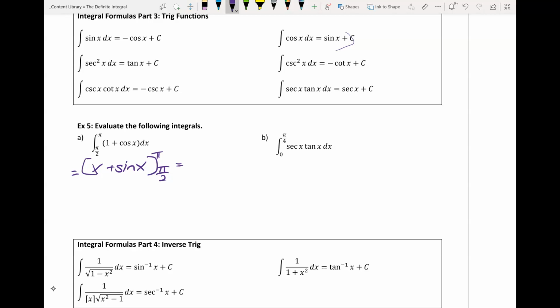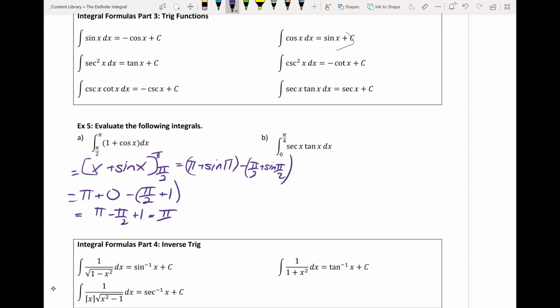So we're going to evaluate this with pi first. So that's pi plus sine pi minus pi over 2 plus sine pi over 2. So that's pi plus 0, because sine pi is 0. And then sine pi over 2 is 1. I'm going to continue to simplify. That's pi minus pi over 2 plus 1. Your final answer is pi over 2 minus 1.